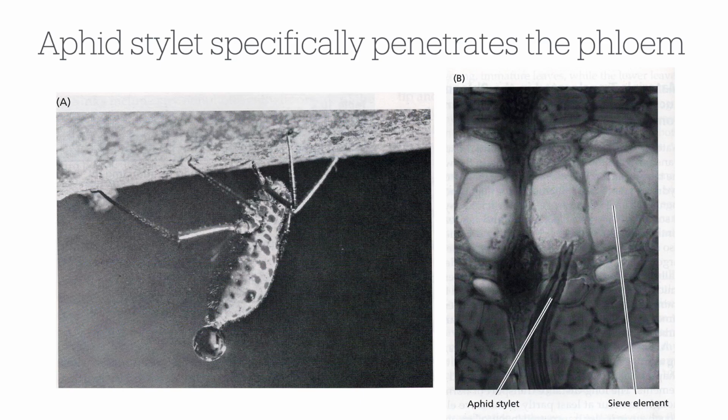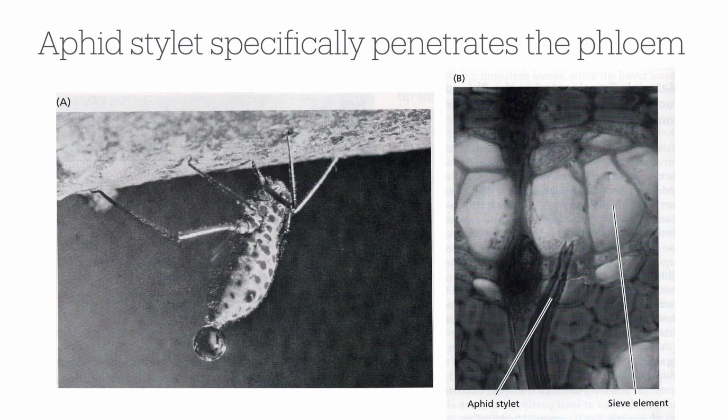sap could be collected. Now, it's a very small amount of sap coming out of one of these, so they had to put in quite a few stylets and collect it over a large period of time to collect enough sap to analyze it. But this is clear evidence that the phloem is under pressure.